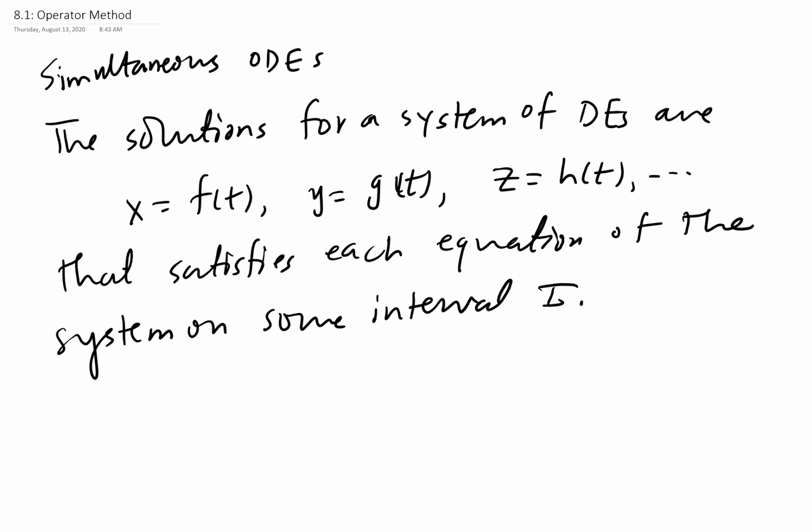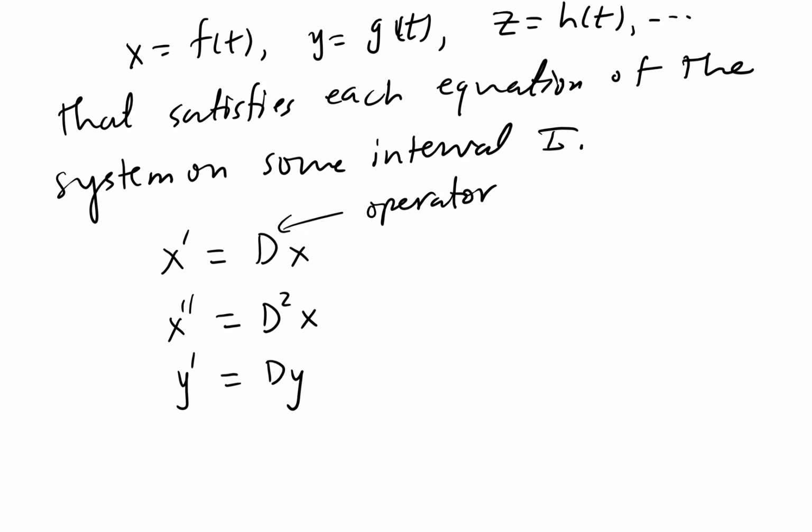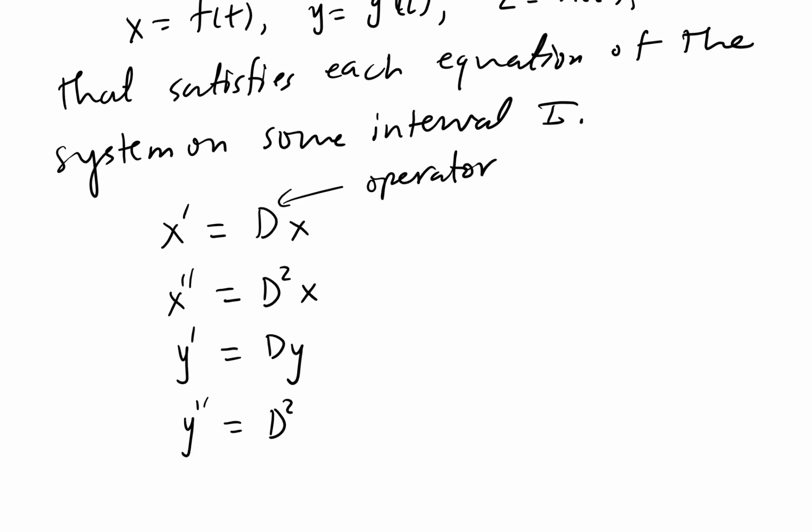Before we look at systems of equations and how to solve them using operators, just so you know, here is the notation for operators, which I covered in a previous section and was not required. x prime you can write as Dx. That's another notation for the first derivative of x. Here the operator is D, and it represents the derivative. So x double prime would be D squared x, y prime would be Dy, and y double prime would be D squared y.